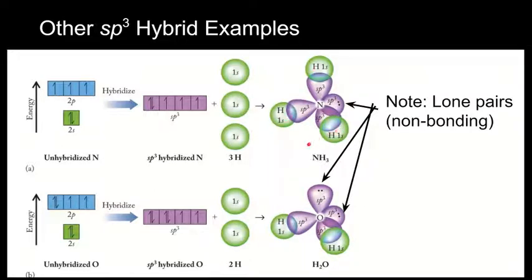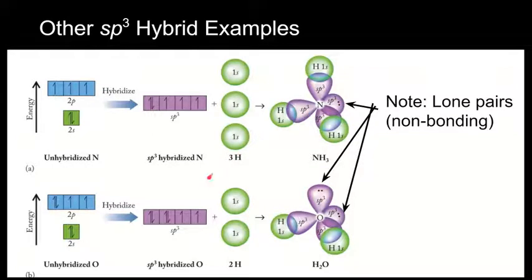Then we're going to take the 1s from each of these 3 hydrogens and stick them on there. Now, if you'll recall from the Lewis structure, NH3 has that one lone pair. So that lone pair is going to go into one of the sp3 orbitals. So 3 of the sp3 orbitals are going to bond with hydrogen, and then one of them is going to hold the lone pair. And again, this has that tetrahedral electronic geometry, but since one of them is a lone pair, then the overall shape is trigonal pyramidal.